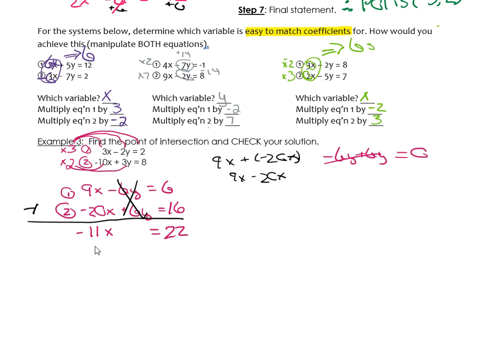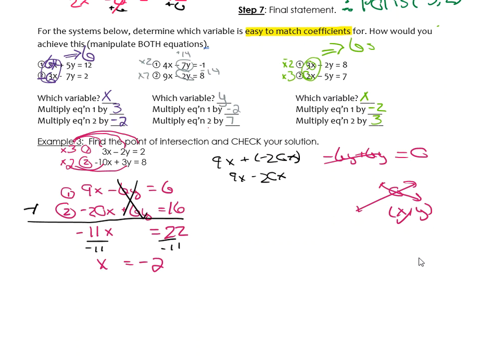Now we're trying to isolate x. Divide both sides by negative 11. And we get x equals negative 2. And you think, that's great, I'm done. You know now, you're not done. We're looking for where two lines cross each other. And where two lines cross each other, we have a point of intersection. We have a coordinate, an x and a y. All we have is the x. We need the y. So how do we do that?